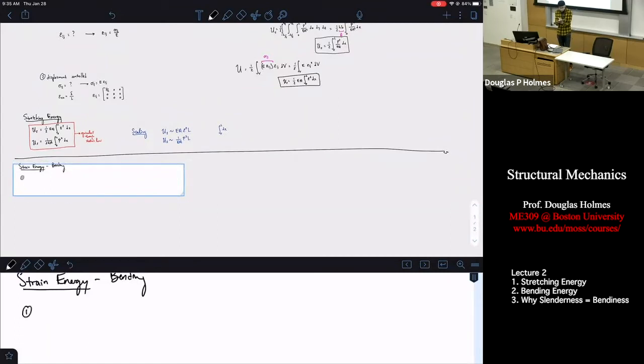All right, so we'll think about a beam in pure bending. Pure bending is analogous to saying uniaxial extension. It means the only thing we're going to do is bend it, and we're going to bend it uniformly over the entire length of the beam. And we'll start with an applied moment.